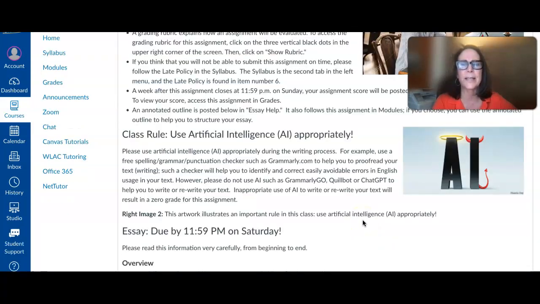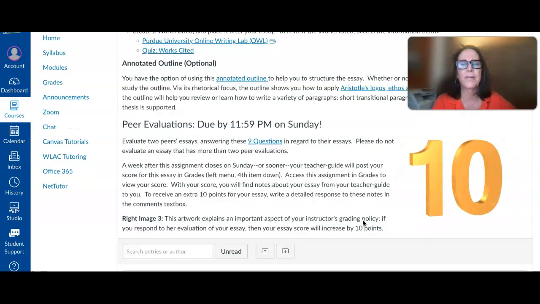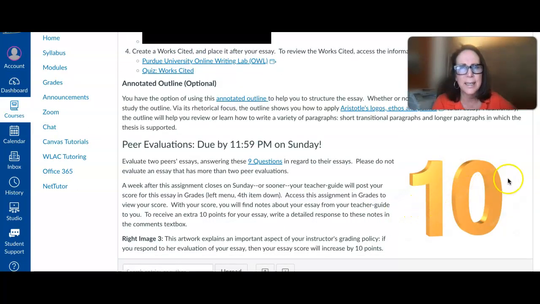I'm scrolling down again to the peer evaluations, to this magic number 10 in gold. And what is this all about? When I post your score for your essay over here in grades, I will have notes for you, and if you respond to my notes in detail, I will add 10 points on top of your essay grade. How's that? That's pretty good, isn't it?